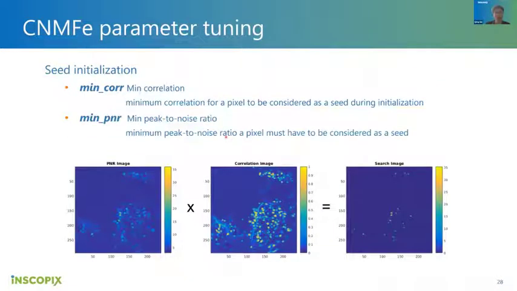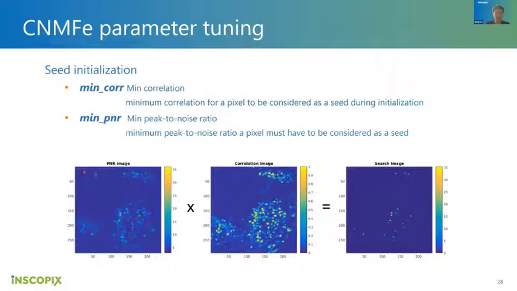The other two that are very useful are the minimum correlation and the minimum PNR, the peak to noise ratio. The correlation map will be determined by the value you set with this minimum correlation. What it does is determine how many pixels you want to include in the seed initiating. The higher the value, the more conservative it is. And the PNR value is very similar. If you set too high a peak to noise ratio, it will have fewer seeds to start.